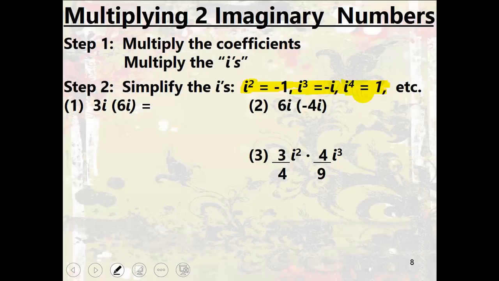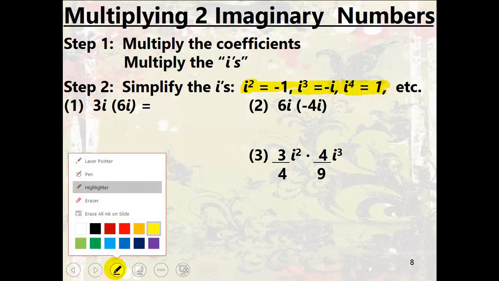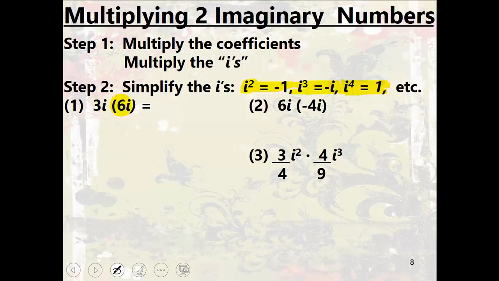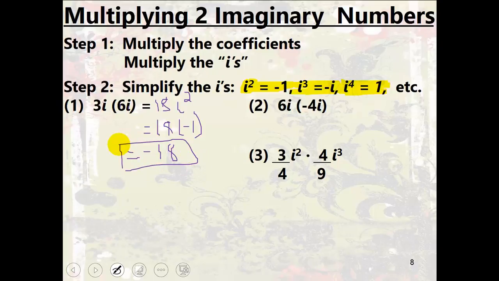All right, so if we multiply 3i by 6i, we multiply 3 by 6 and we get 18. And then we multiply i times i and we get i squared. Now we know that i squared equals -1, so that's really 18 times -1. So this becomes the number -18. And that's your final answer. That's what it simplifies to.